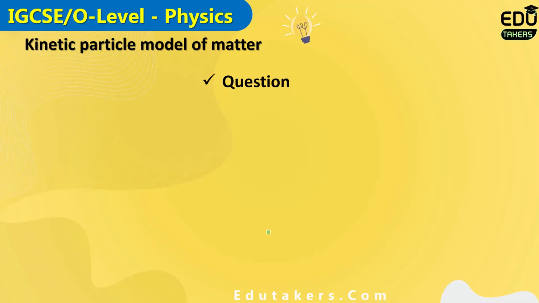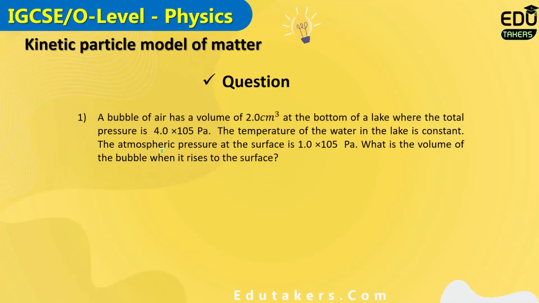Here are some questions for your practice. Question number 1. A bubble of air has a volume of 2.0 cubic centimeter at the bottom of the lake, where the total pressure is 4.5 times 10 to the power 5 Pascal. The temperature of the water in the lake is constant. You can see here the temperature remains constant. The atmospheric pressure at the surface is 1.0 times 10 to the power 5 Pascal. What is the volume of the bubble when it rises to the surface?